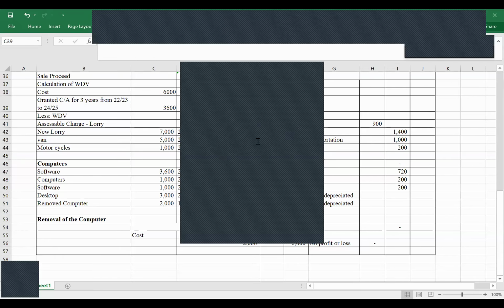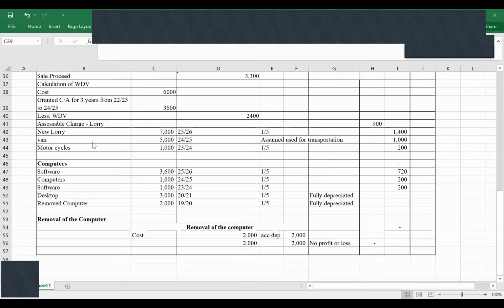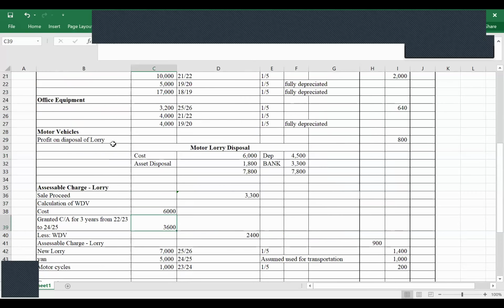Then capital allowances for office equipment purchased during the year of assessment 21-22, it is not included in the calculation. Office equipment. Really? What is the office equipment purchased in the year of assessment 21-22? 4 million. Isn't it in the document? Office equipment. 4,000 divided by, yes. Sorry. Okay.